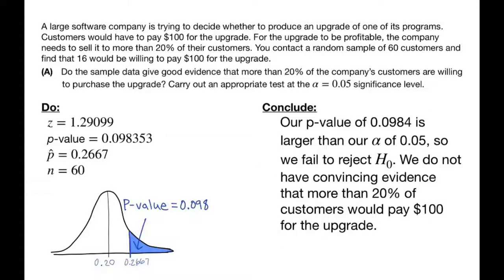Well, we see that our p-value of 0.0984 is larger than our alpha of 0.05, so we fail to reject the null hypothesis, and we do not have convincing evidence that more than 20% of the customers would pay $100 for the upgrade. Just a reminder, there are sort of three this-or-that options: larger, fail to reject, and do not have convincing evidence. But because we have three options, that does not mean we have three decisions. Because the p-value is larger, we automatically fail to reject and then automatically do not have evidence. If the p-value was smaller than our alpha, then we would have rejected the null and then had convincing evidence.